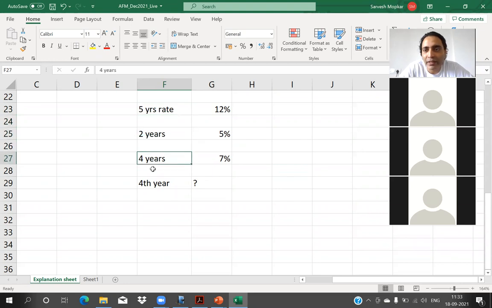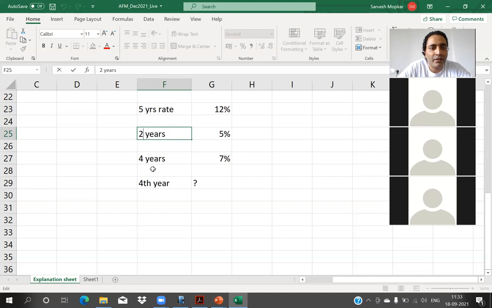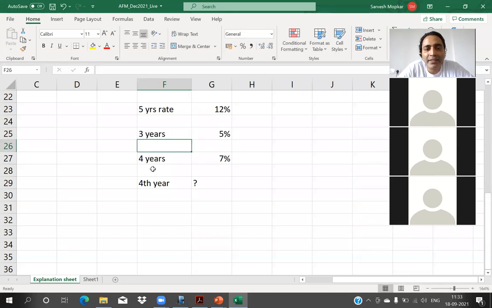Because I am asking you for the fourth year, right? Sorry, I again wrote 2, it is 3, okay? The rate for 3 years is 5%, the rate for 4 years is 7%. So tell me, somebody who invests for 3 years and then extends it for another 1 year, what rate will you quote him for the fourth year? Remember, we are right now at T0. We are talking about the fourth year. The data for 3 years and 4 years is given. I am asking you, what will you quote him for the fourth year?